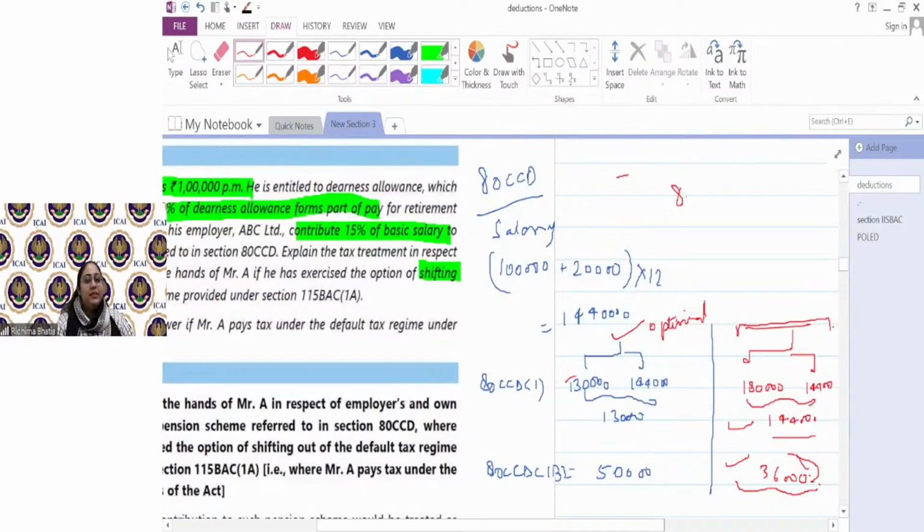And similarly, how much deduction will you get under 80CCD(2), guys? 10% of salary or actual contribution, which would be 1,44,000, would be allowed under section 80CCD.